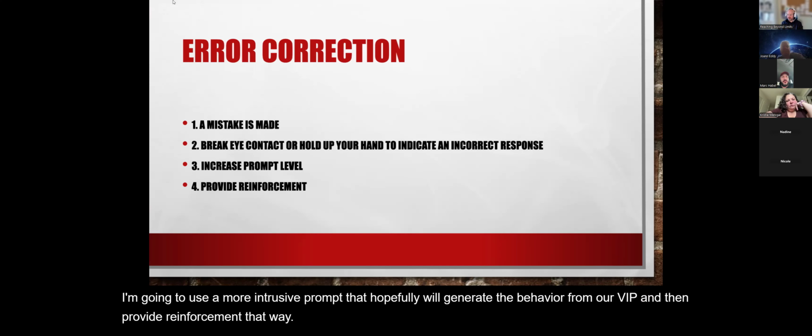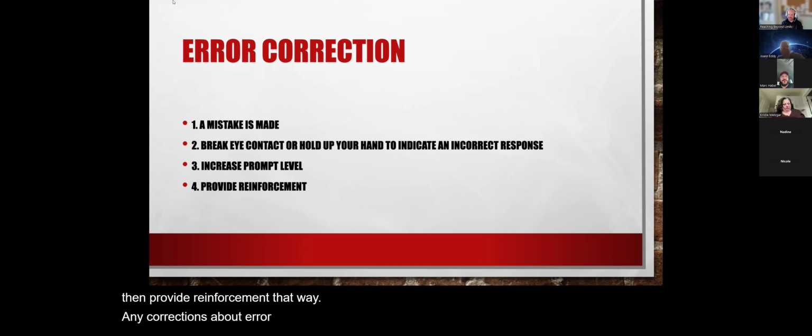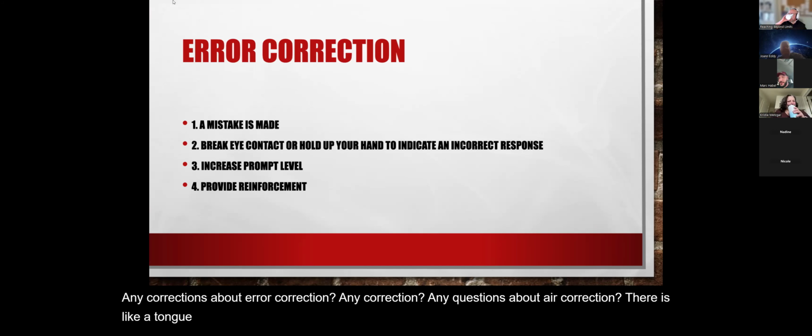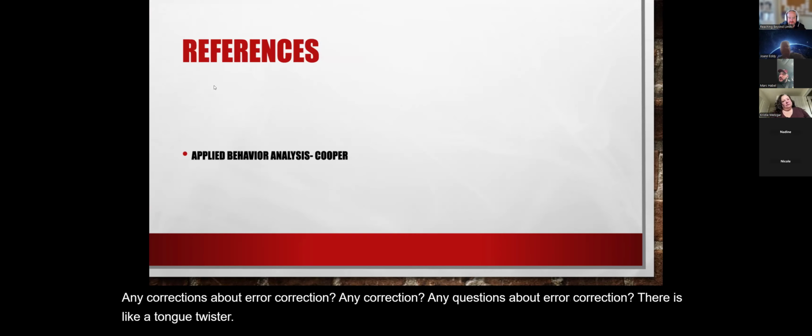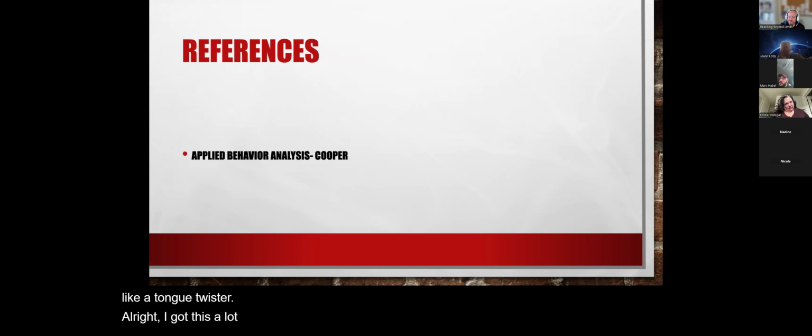Any questions about error correction? Sorry, it's like a tongue twister. All right, I got all of the material from Cooper.